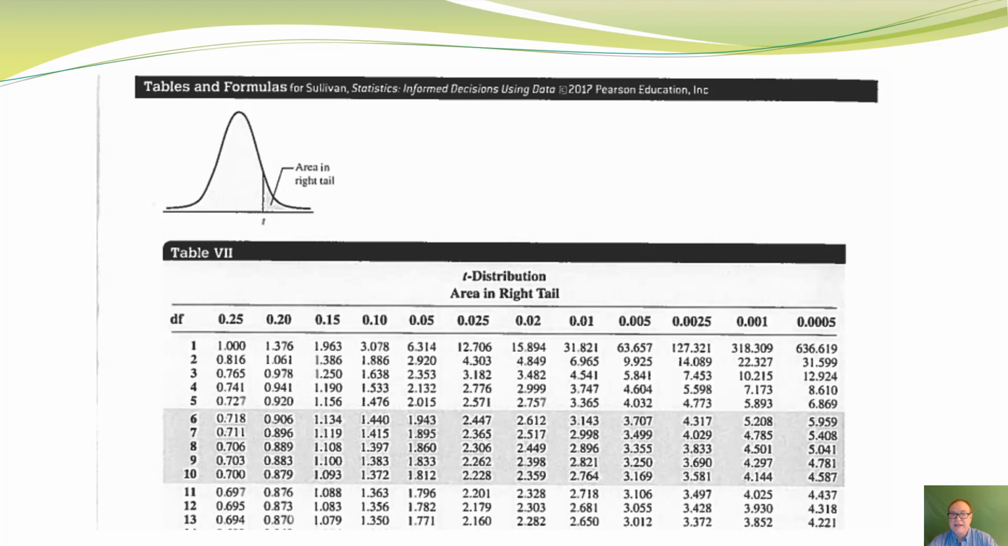Now, here's what the table looks like. This is a t-distribution table. Across the top, we have the area in the right tail. Degrees of freedom is down the left side. These are your degrees of freedom. Now, let's look at some problems.